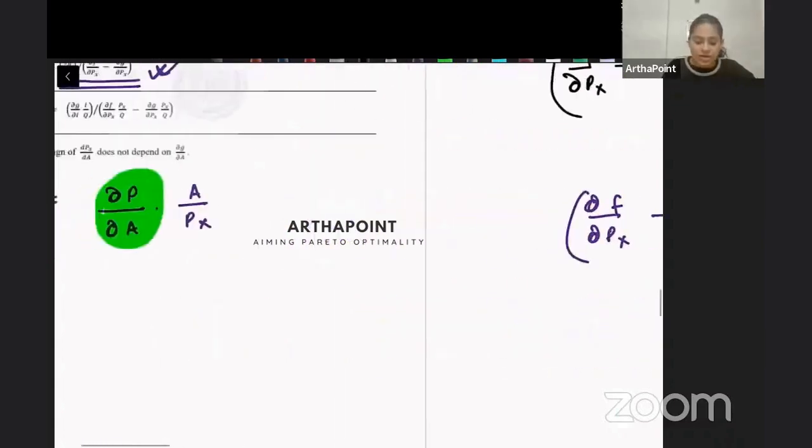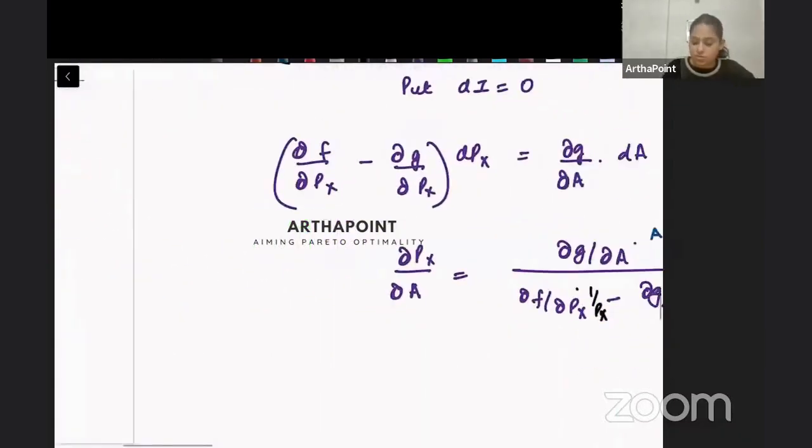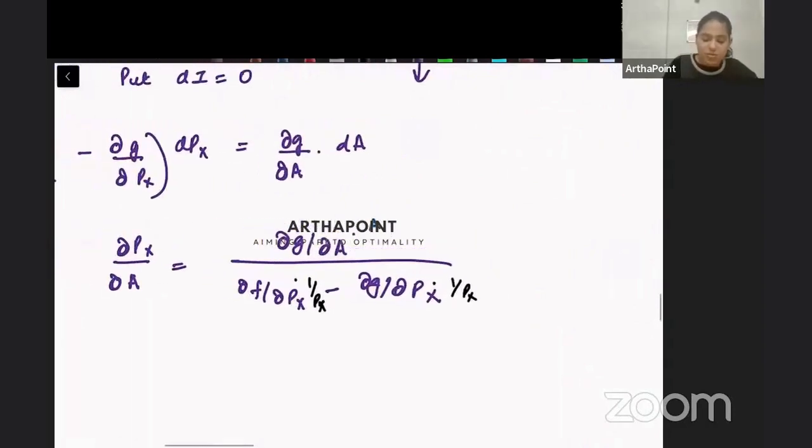And then I will just have Q's everywhere. So Px is in the denominator. I don't have to put 1 by Px. Just Px in the denominator. And now I am just going ahead and dividing by Q everywhere.